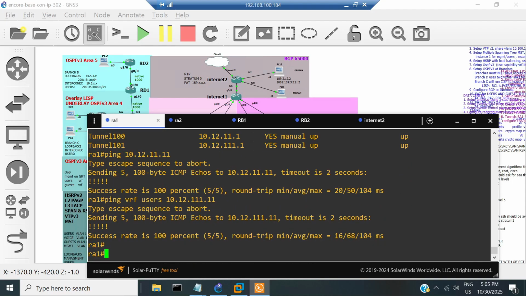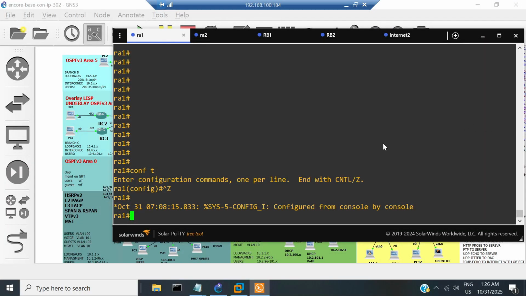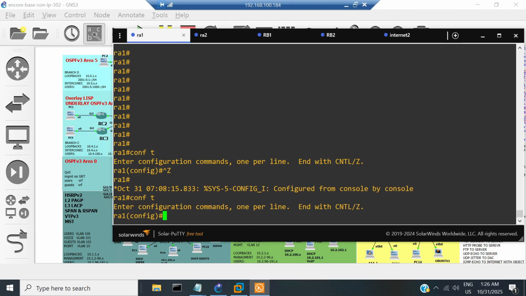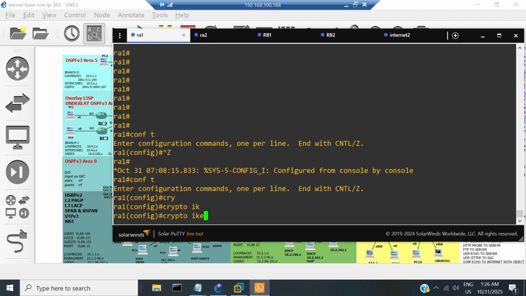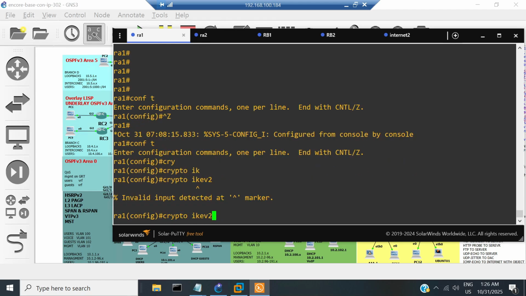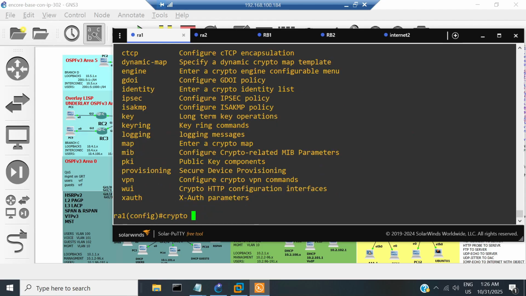Okay, and now we have to configure IPsec. These tunnels are not protected yet. We have to configure IPsec. Let's configure IPsec now. I am going to configure IKE version 1 because this IOS does not support IKE version 2. IKE version 2 comes with the command ikev2, so we don't have this. That is why we are going to have to go for IKE version 1. It is not recommended for production networks.